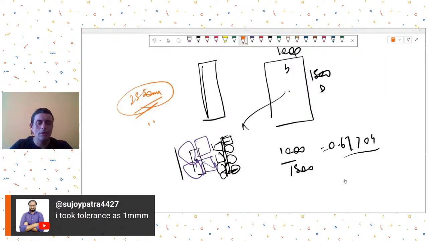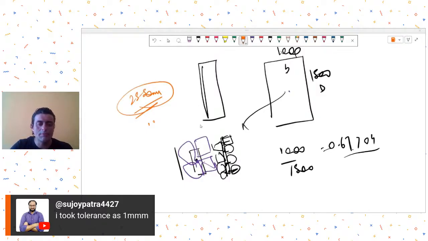Mr. Sujoy is saying, I took a tolerance of 1 mm. See, if you're taking a tolerance of 1 mm, the possibility of having duplicate nodes in a 1 mm region is very low. So you might not get any errors. So take a tolerance of 25 to 50 mm, because then if there are duplicate nodes in this region, you would be shown warnings for that. So take a tolerance of around 25 to 50 mm.